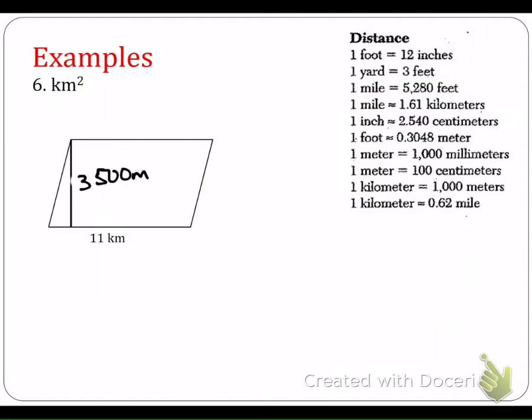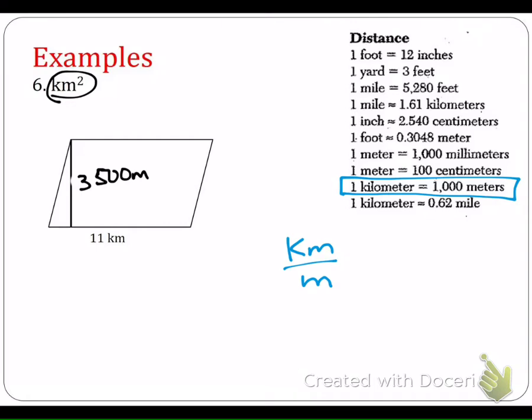Questions? Okay, so this starts out 3,500 meters and 11 kilometers, and I want my answer in square kilometers. It's written kilometers square, but it's usually said square kilometers. Okay, what am I going to use? The second to last one, where it says that 1 kilometer equals 1,000 meters. So I'm going to do kilometers over meters here.